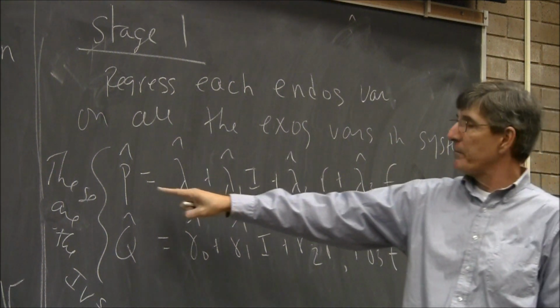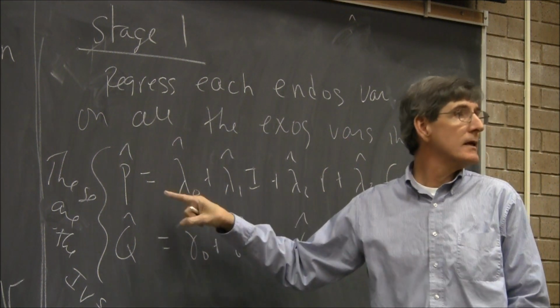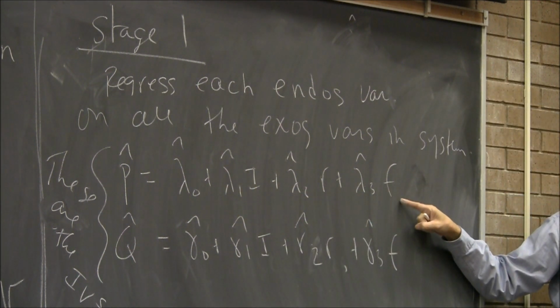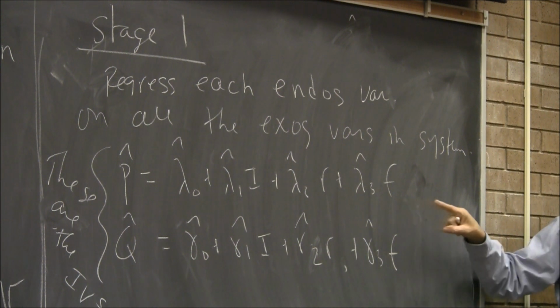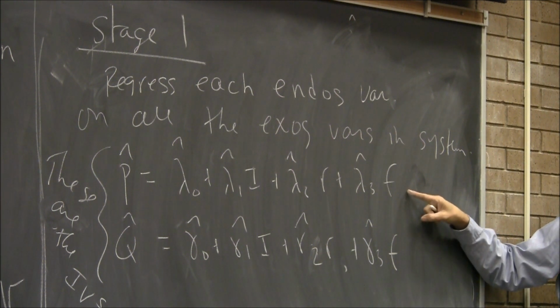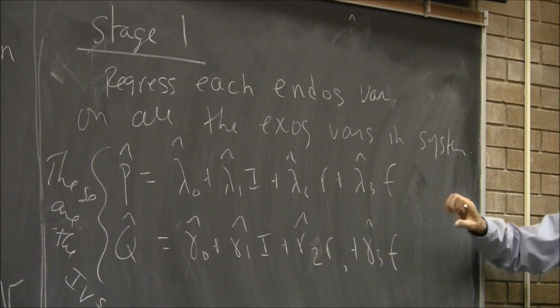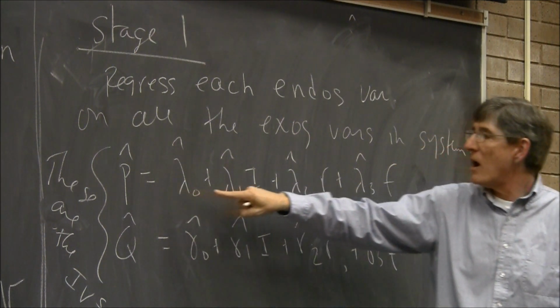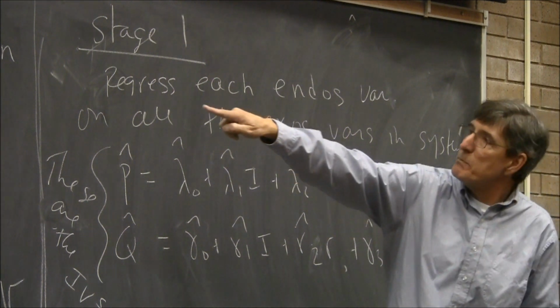P hat is a linear combination of all the exogenous variables. So it does not depend upon the y's, it only depends upon the x's. So this does not have any problem of being correlated with the error. This is purely exogenous terms. So this is a linear combination of the exogenous variables.